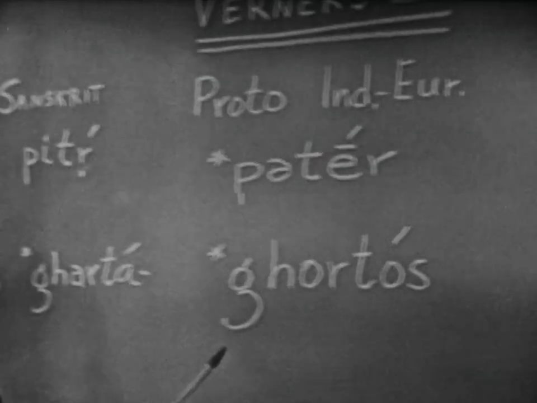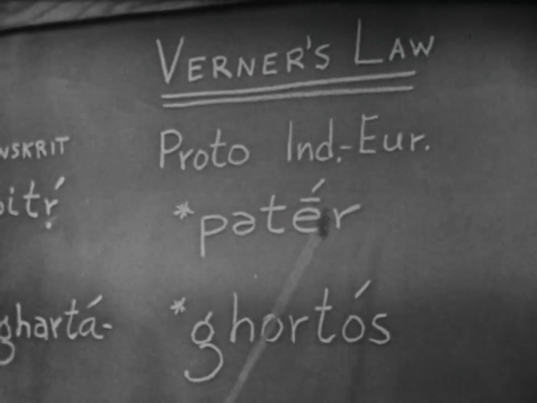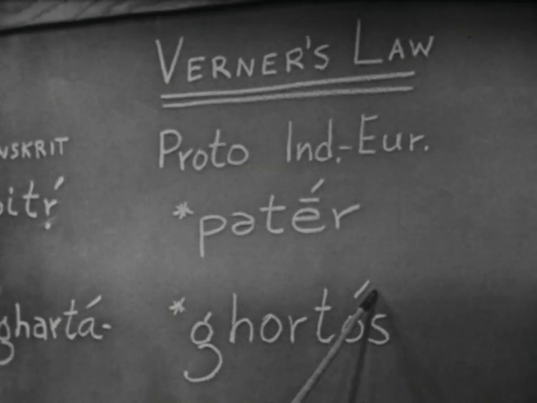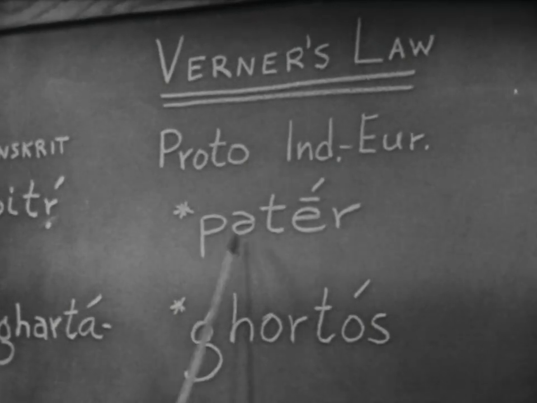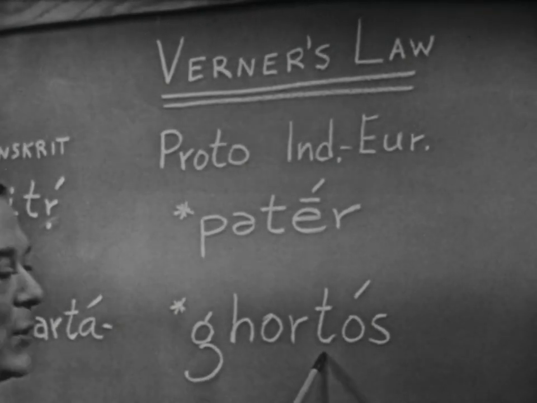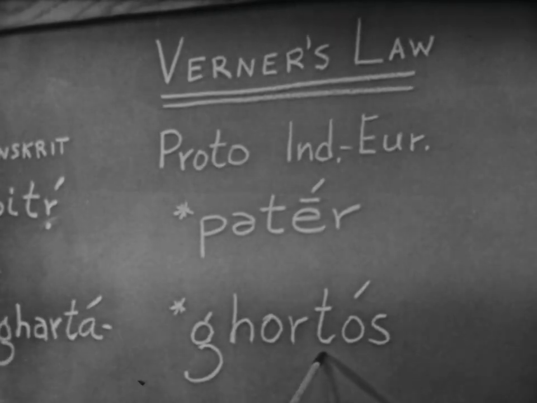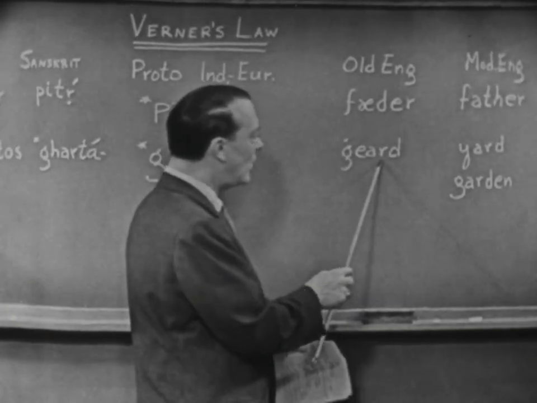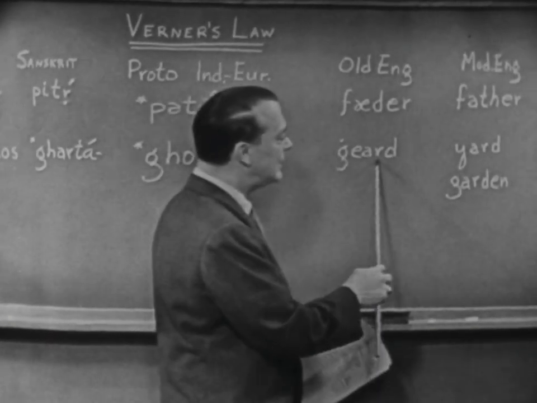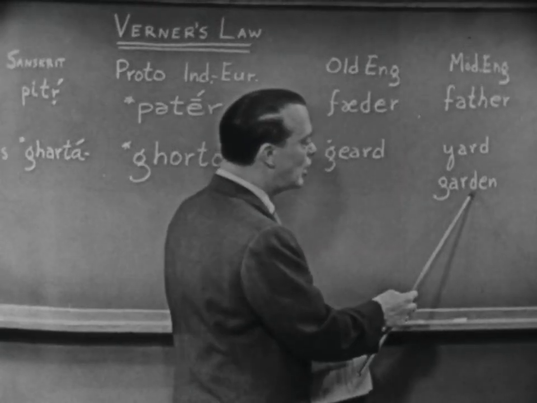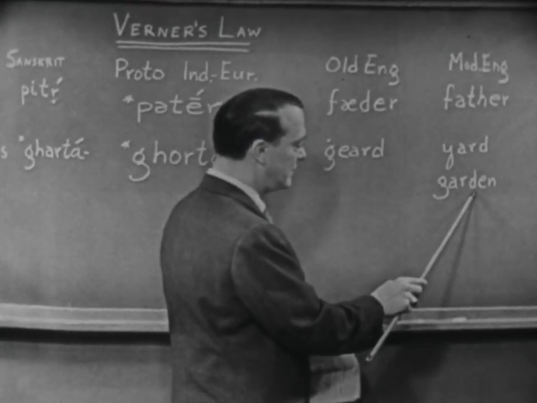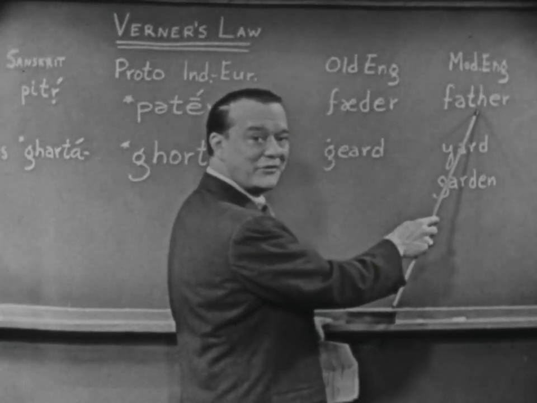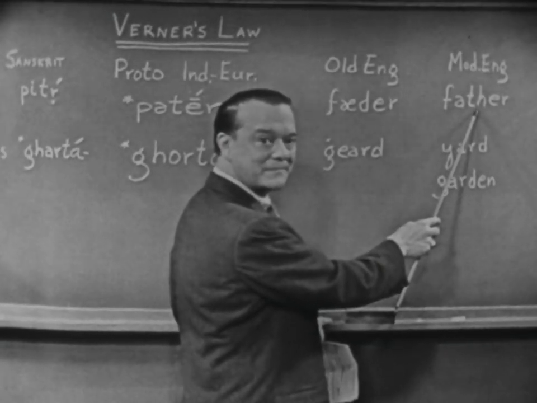And here's what Verner said then. Whenever the accent was one syllable past this particular vowel, the first vowel, the T went on and became a D regularly. So, fader, and the Old English word for yard, modern English yard, and modern English garden, which came in from the Norman French, from another Germanic language. Modern English father with a TH is actually that way through analogy with mother.